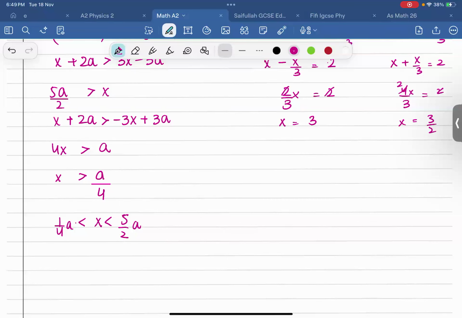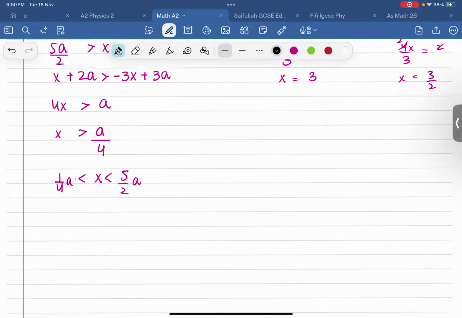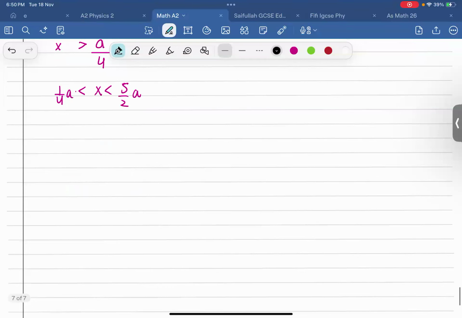Okay, another question. June 2010, 32, question number 5. Question number 1.